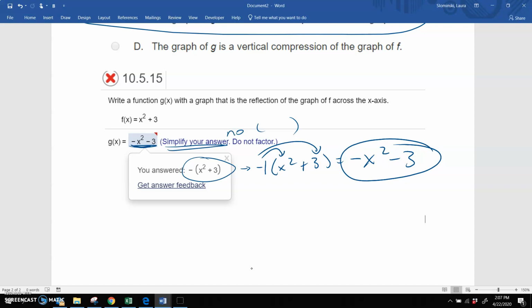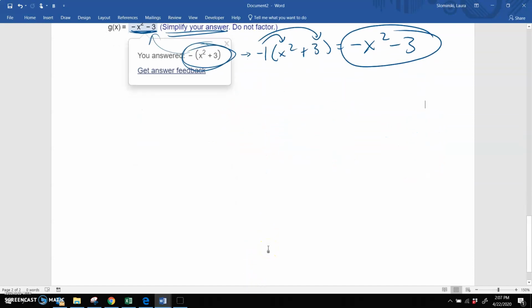That came up in your homework quite a bit. They weren't letting you answer like this. They would have made you switch it to that. So just make sure you get rid of parentheses by distributing the -1.